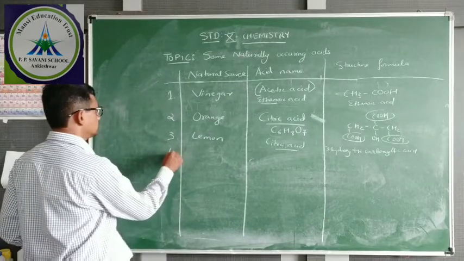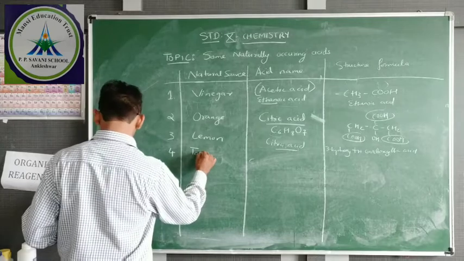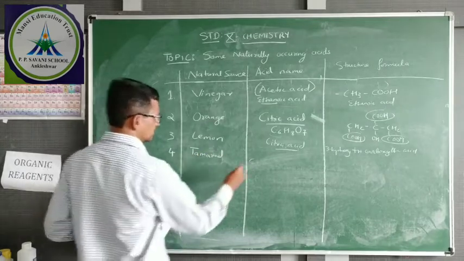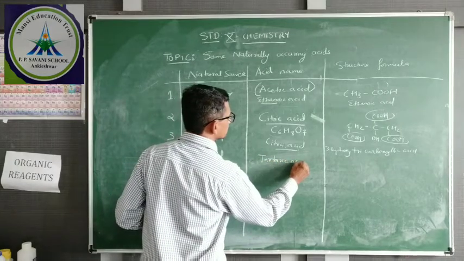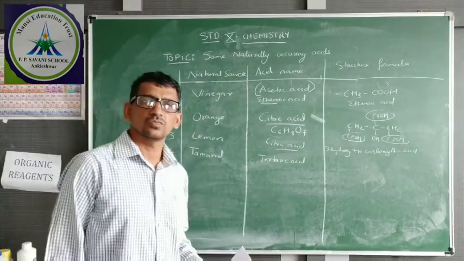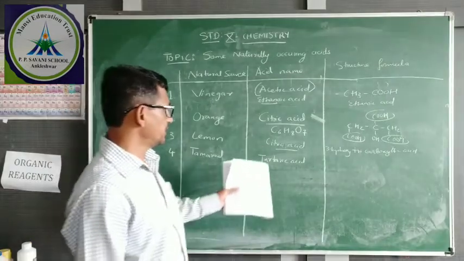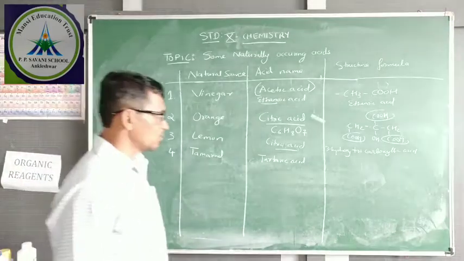Number 4, that is tamarind. Tartaric acid is there. TAR, tartaric acid. Tamarind means imli. Okay, so its taste is slightly sour. So in that tartaric acid is there. Tartaric acid is a dicarboxylic acid.